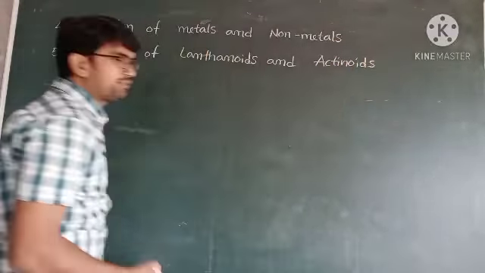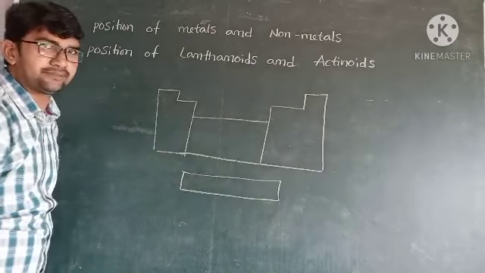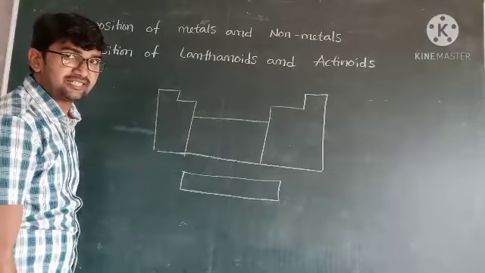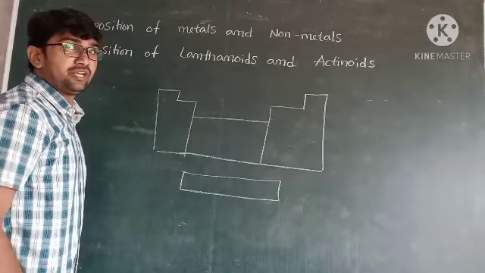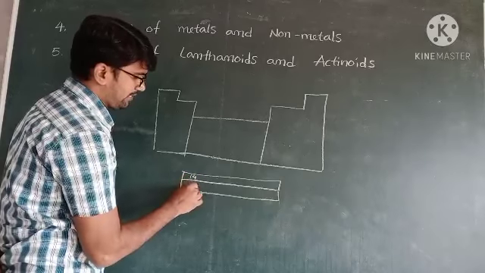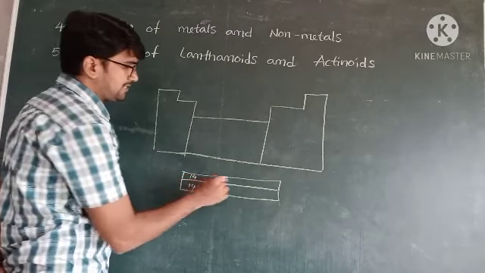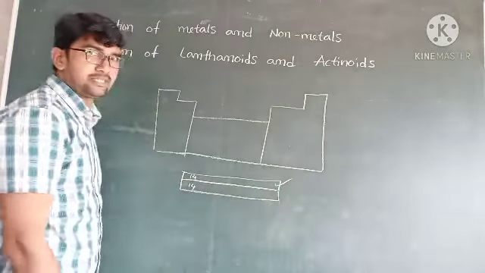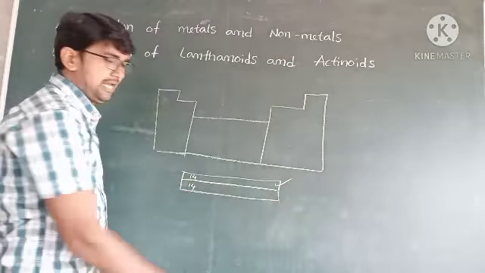Once observe the modern periodic table. This is one sketch of the modern periodic table. Down below, one small table is present. It is divided like this: the first row contains 14 elements, the second one also contains 14 elements. The upper elements are called lanthanoids and the lower elements are called actinoids.